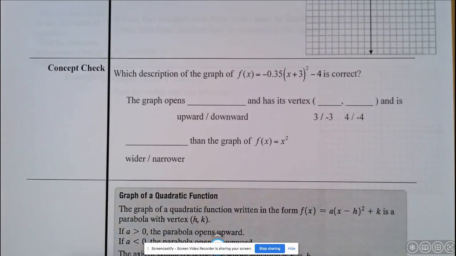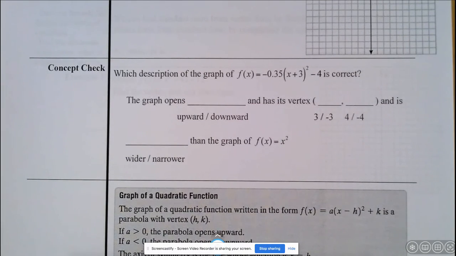The concept check checks the same kind of concepts. It's checking kind of the transformations. Where is the vertex? Remember, we talked about the vertex and we talked about transformations. Can you put those together and describe to me where the vertex is? In our last example, in example 6, the vertex was the point 3, 5. So you can use that to describe where is the vertex for this concept check example.